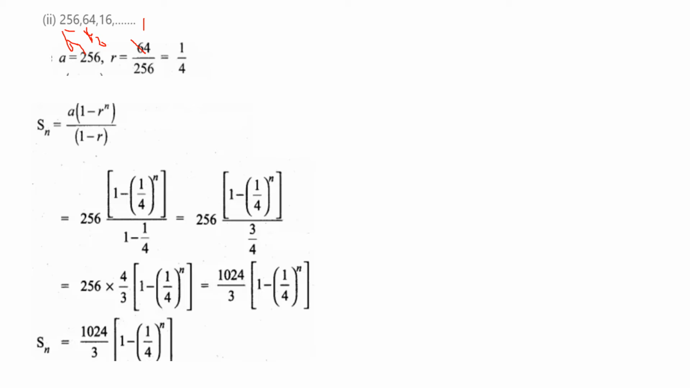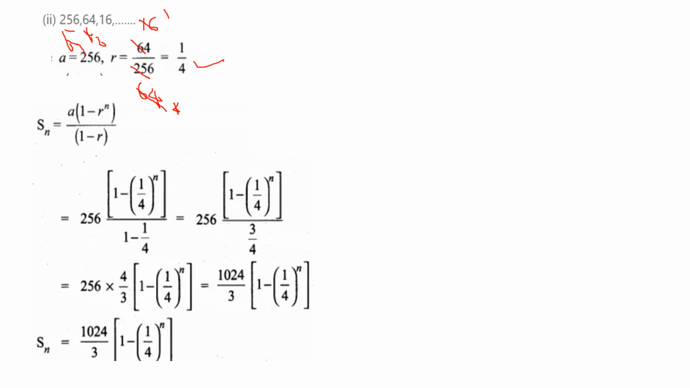6 4s are 24. 4 4s are 16. 1 16 is 16. 4 16s are 24. Therefore, R is 1 by 4. So, here also we use R is less than 1. So, we can use Sn equal to A into 1 minus R to the power n by 1 minus R. A is 256, substitute bracket of 1 minus 1 by 4 to the whole to the power n by 1 minus 1 by 4.